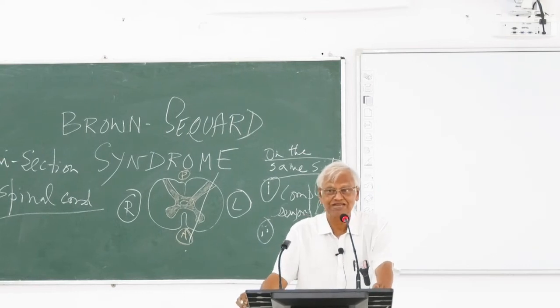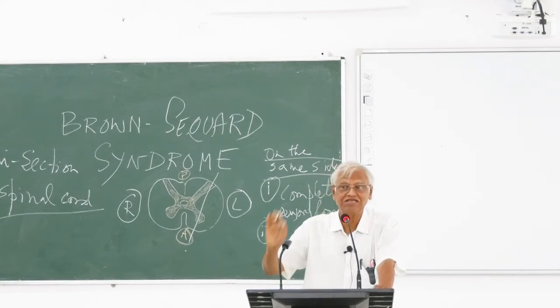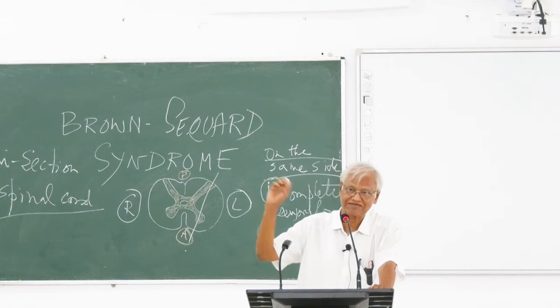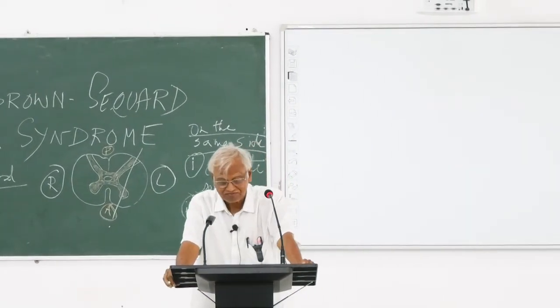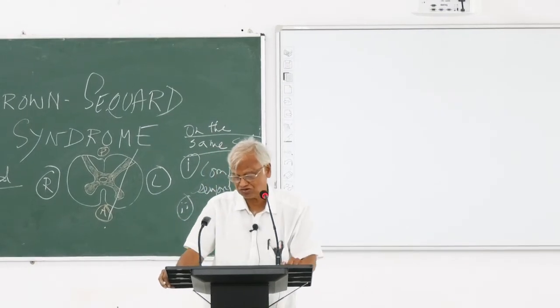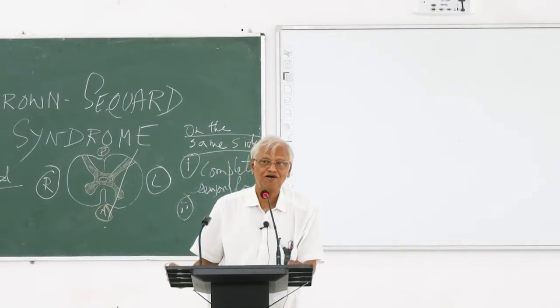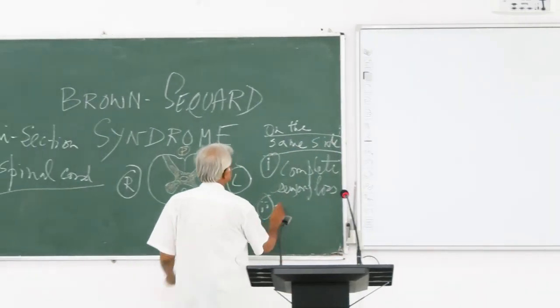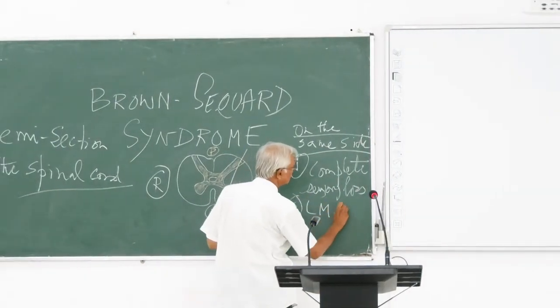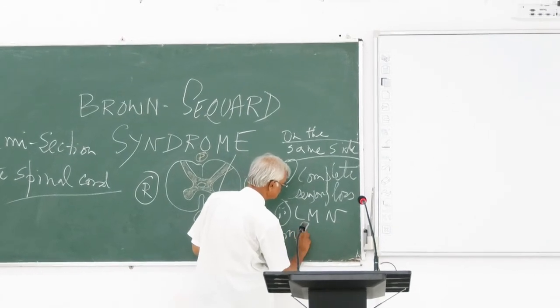Don't say left side, that side, in the answer book, because I am telling you if the left side is affected, on the affected side you will write in your answer book. You know, you are cleverer than me. Anyway, complete sensory loss and lower motor neuron type of motor loss.